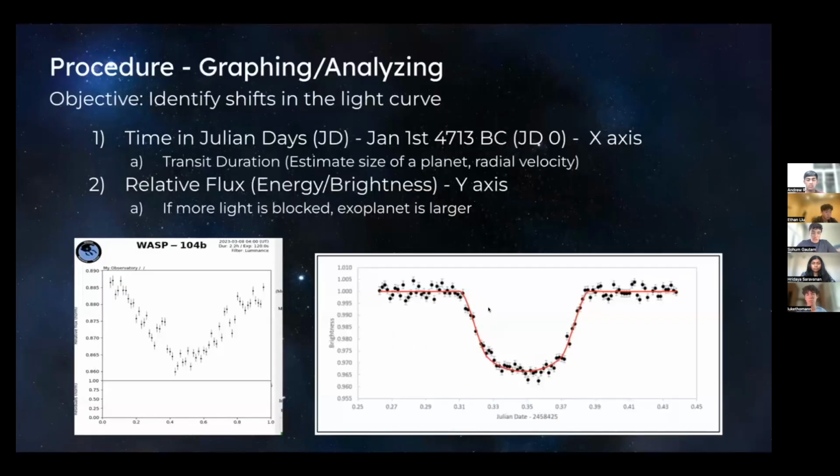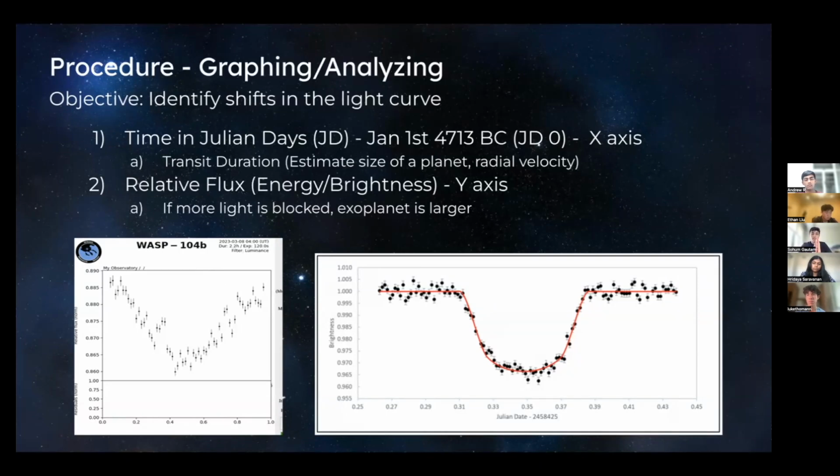And so after you generate the graph, this is what it'll look like. On the x-axis, you have time, and essentially you're looking for this dip in the light curve. So on the y-axis, you have the relative flux, which is an astronomer's term for the energy which is emitted by a star, or the brightness. And so you can see on this graph, bottom left, that there is this dip in the light curve for the specific star. And the x-axis, as I said, is time in Julian days.